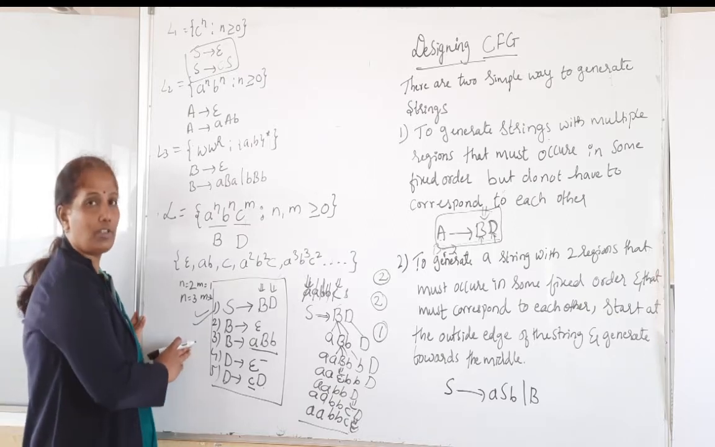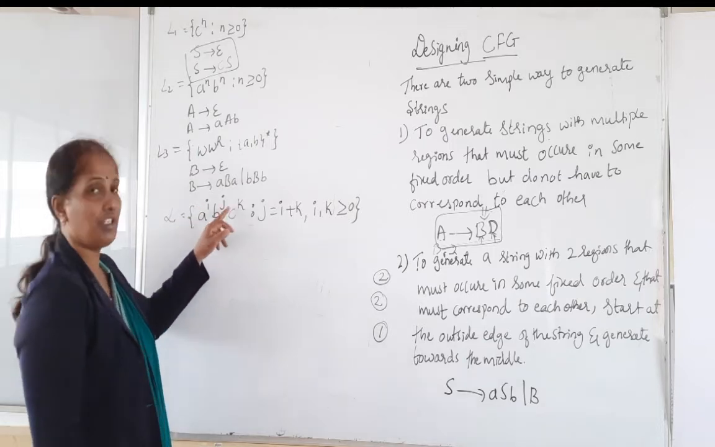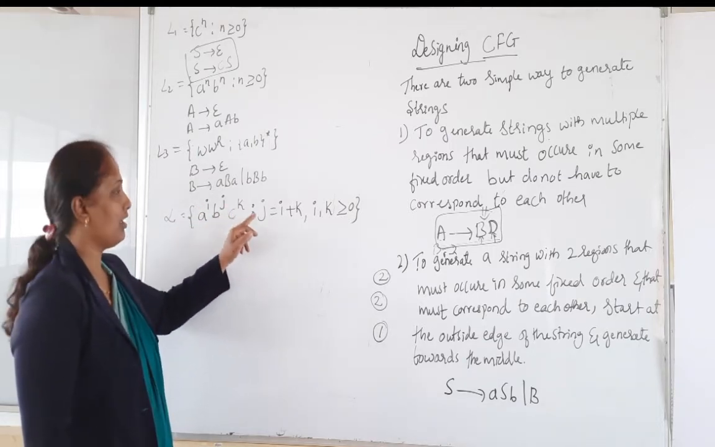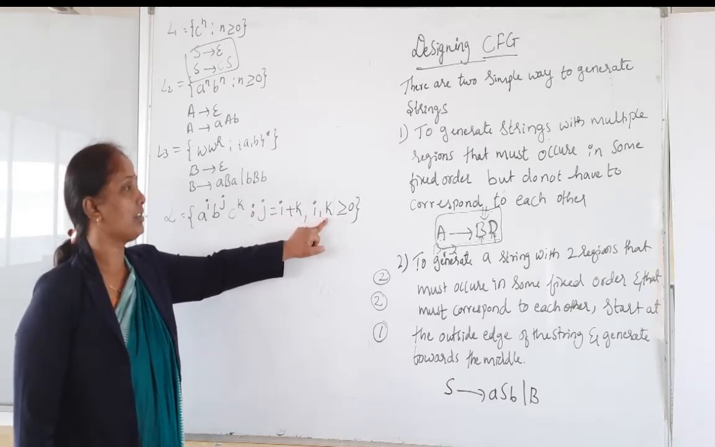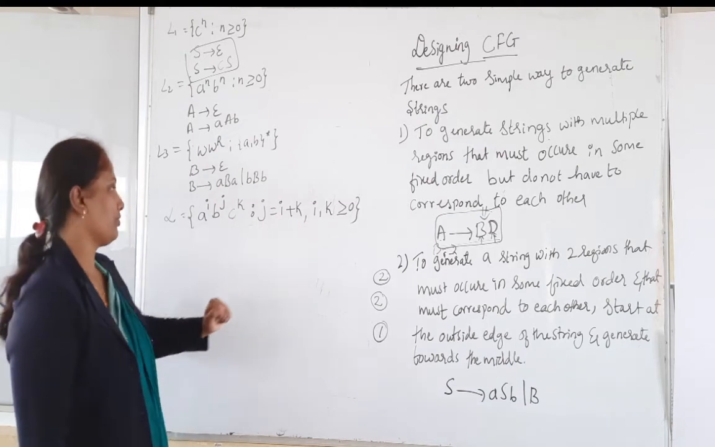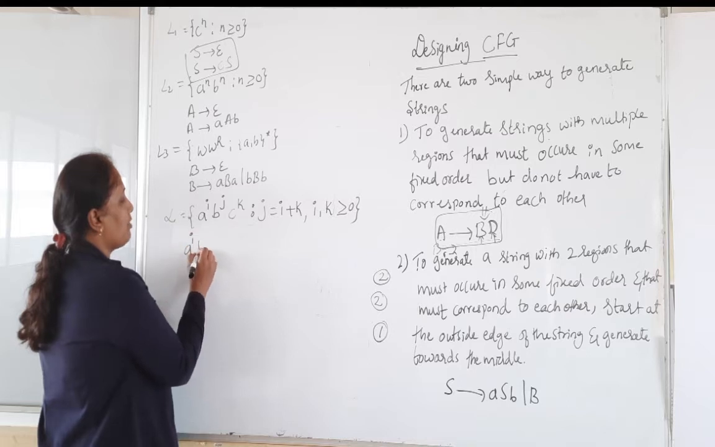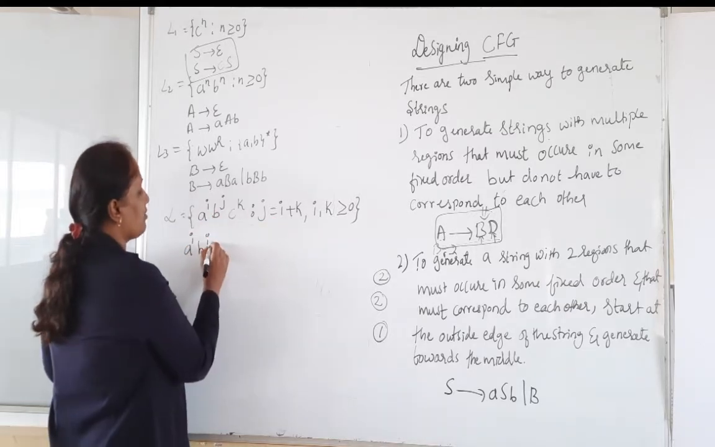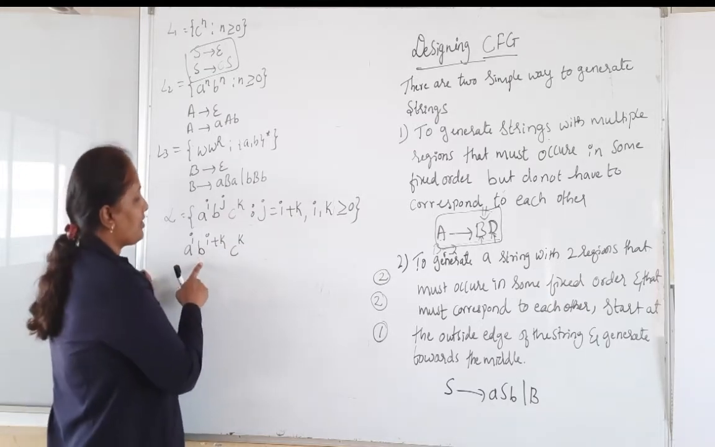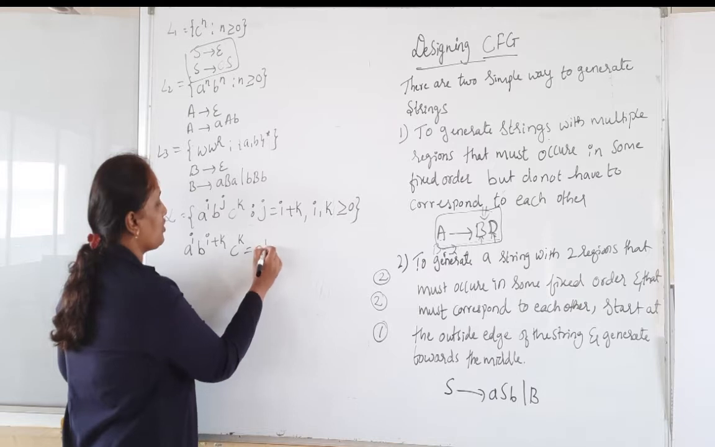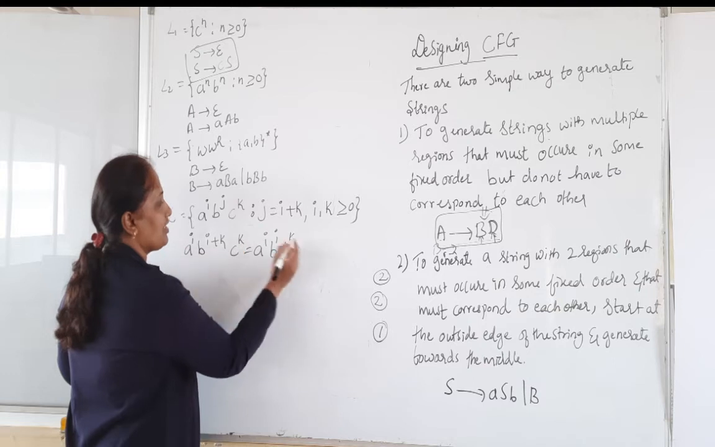We will take one more example for this. Next example, check out the language given here. It is a raised to i, b raised to j, c raised to k. What is the j value here? j equal to i plus k, where i, k is greater than or equal to 0. So I will elaborate this. It is a raised to i, b raised to j, and c raised to k, where j is nothing but i plus k. Once I elaborate this, what do I get? a raised to i, b raised to i, next b raised to k, and c raised to k.